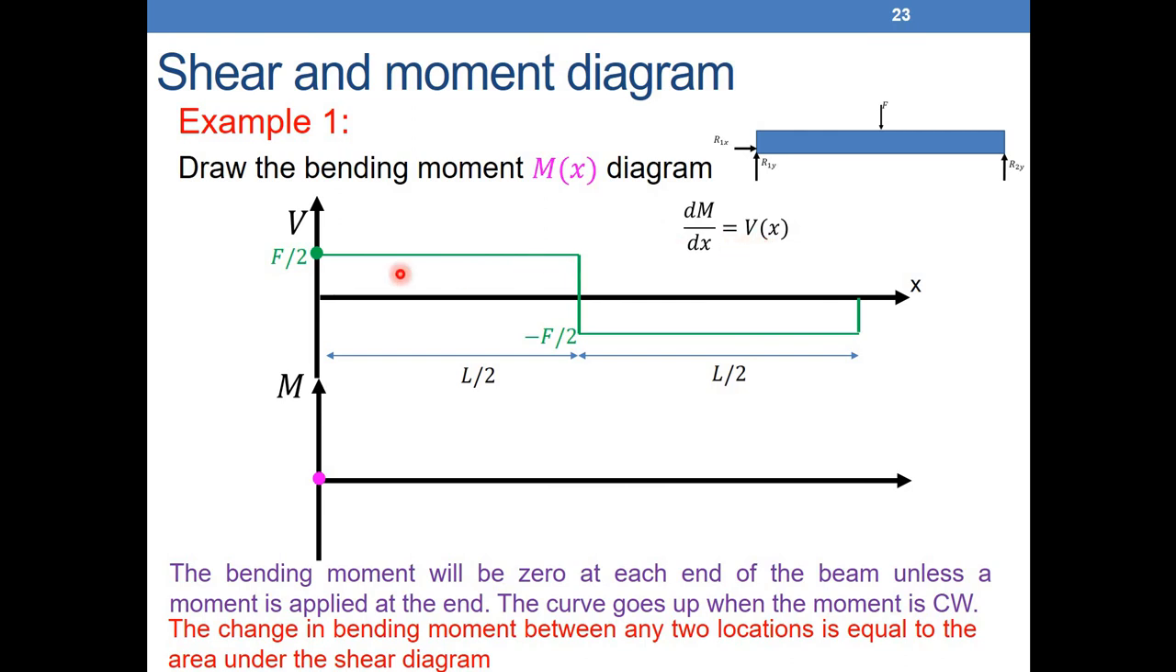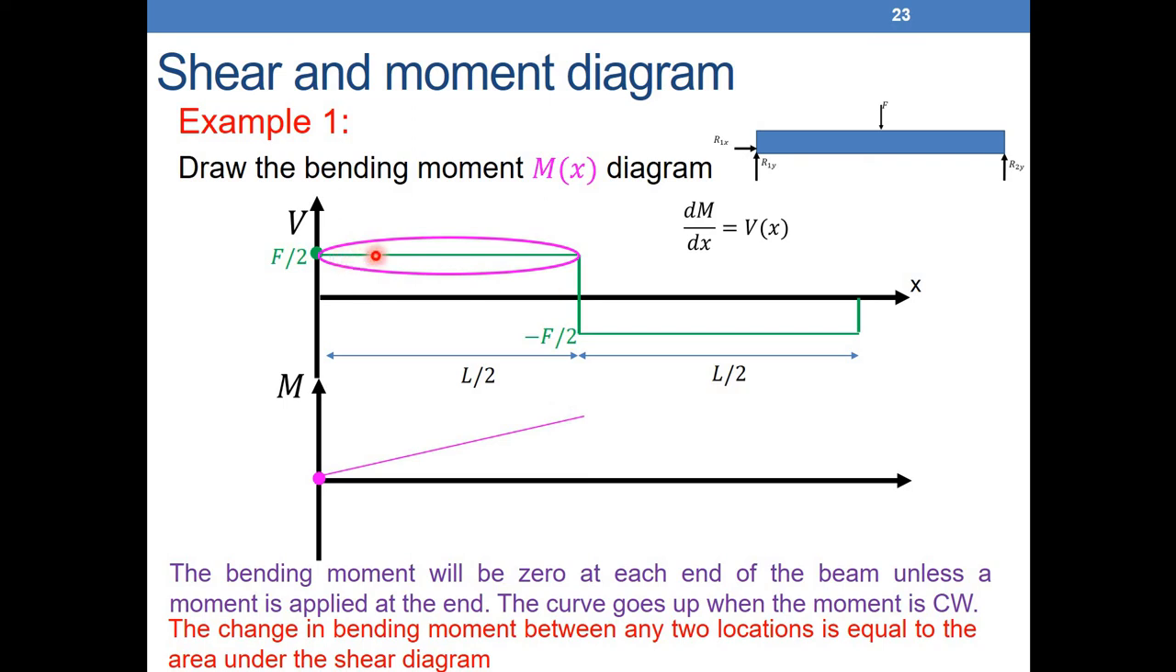So what do we know about V here? V is constant. So the derivative of M with respect to x is a constant. If V is a constant, what will M be? It will be a linear variation. Why? Because the derivative of a line is a constant value, so if I have a constant value, the integration will be a line. That's a concept that we need to keep in mind.